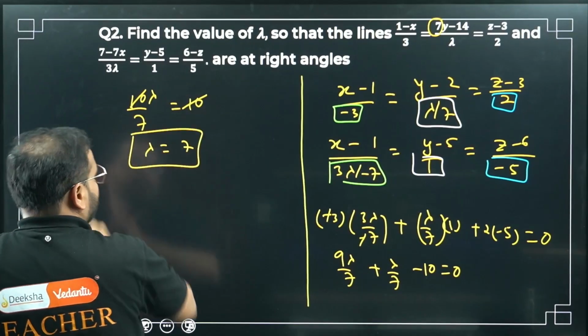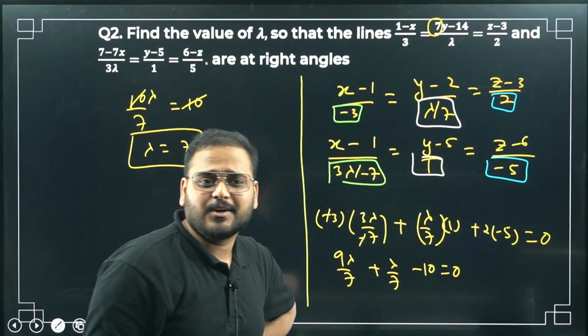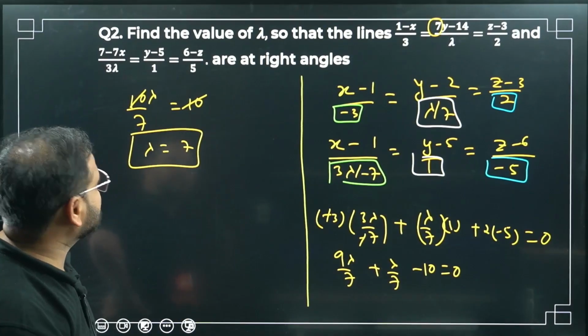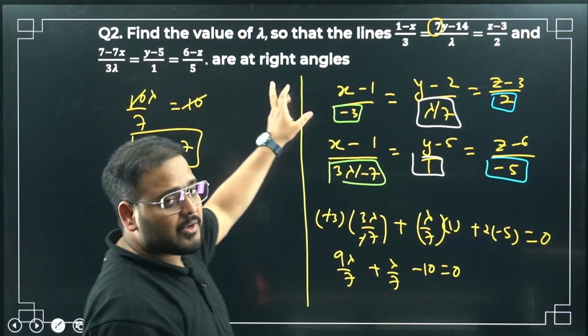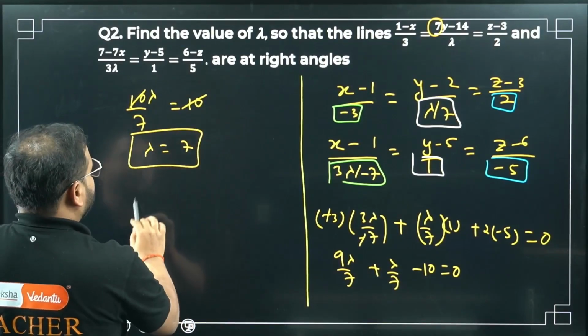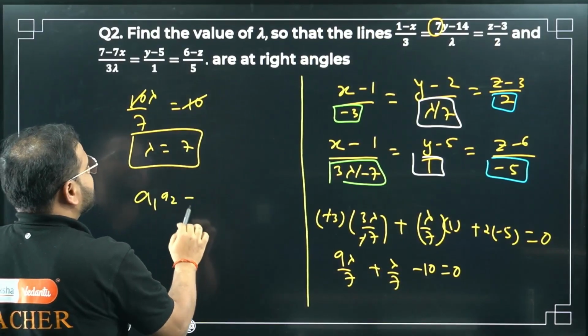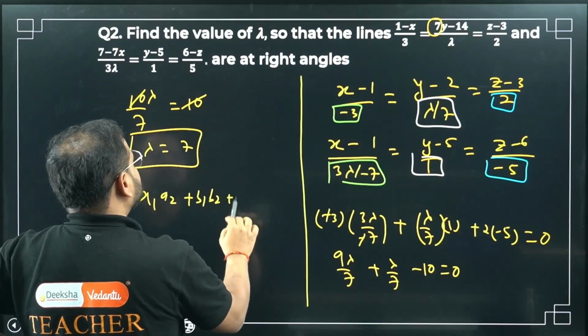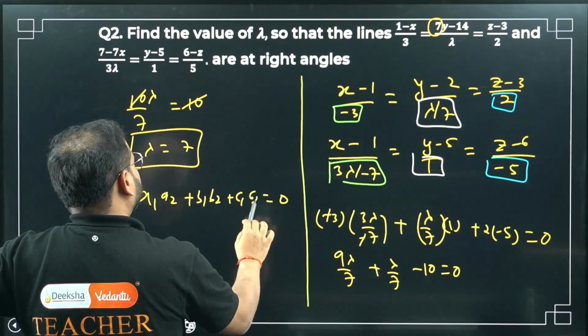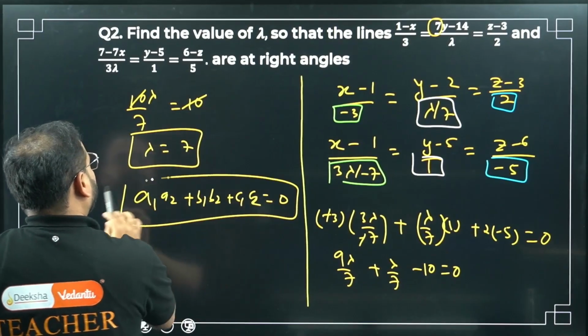Simple question. Why did you complicate it? I did not complicate it. Did I? No. Question is lambda equals to 7. For this to be perpendicular, which condition have we used, sir? Do not forget A1 A2 plus B1 B2 plus C1 C2 equals to 0. This condition. Okay, this condition.